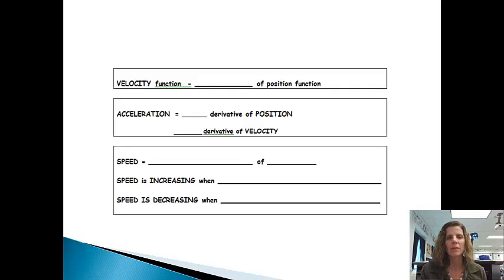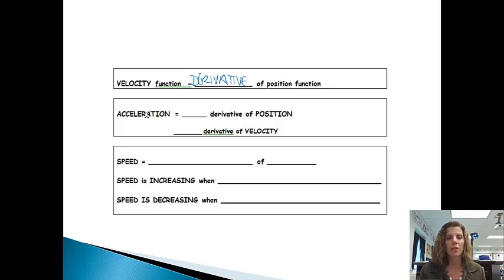What do they mean? Velocity, remember, is how fast your distance is changing. So it would be the change in distance over the change in time. That is a slope, and since it's a slope, we can actually find it by finding the derivative. We'd have to start with the position function, so where is a particle at? So if I'm looking for the velocity function, it's going to be the derivative of the position function.